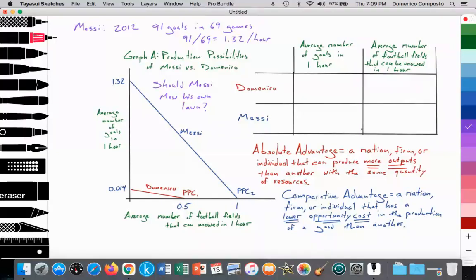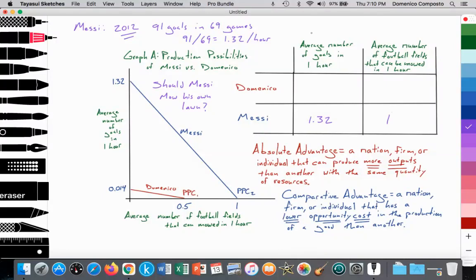So over here in my little matrix, looking at the average number of goals in 1 hour, I'm going to put for Lionel Messi that he scores on average 1.32 goals in this particular year, 2012, assuming that one game is 1 hour. Now let's also assume that Lionel Messi, since he's quite athletic, can mow the grass of his backyard football field in 1 hour. So the average number of football fields that can be mowed in 1 hour, let's say that Lionel Messi can do one football field in 1 hour. Since he's so athletic, he can get that done quite quickly.